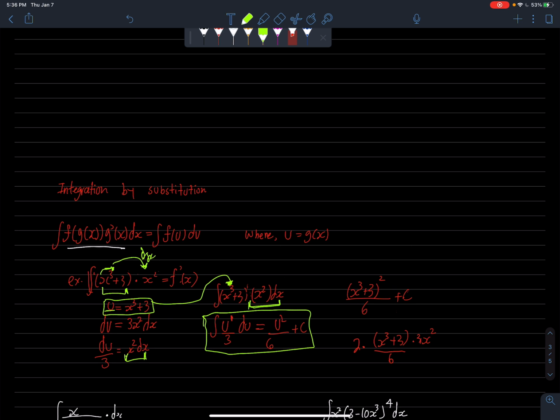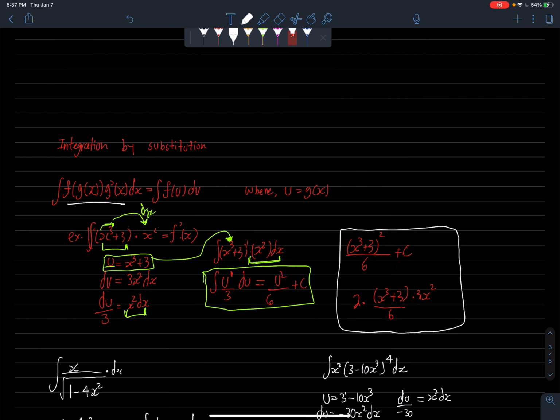well, we can work backwards here, right? All you have to do is, if you want to take the derivative of this, it's going to be x cubed plus 3 using the chain rule, multiplied by 2, right? And then the derivative of the inside, it's going to be 3x squared, right? And then the 6 and the 3 will cancel out, and you will just end up with x squared times x cubed plus 3, which is what you started with.